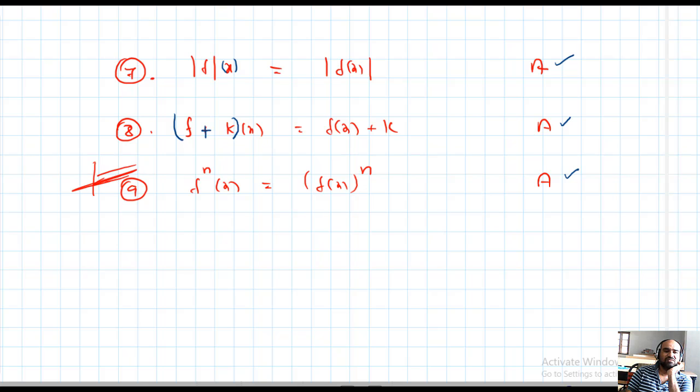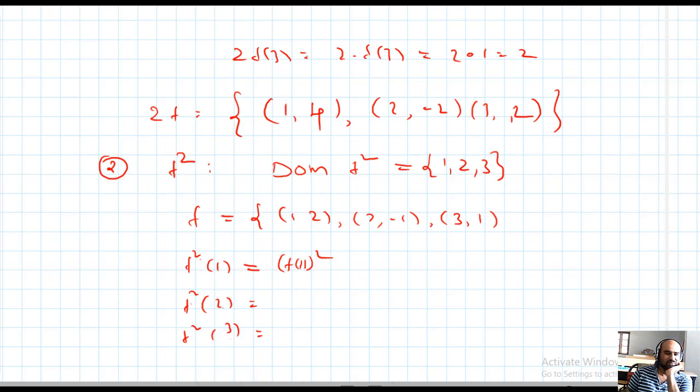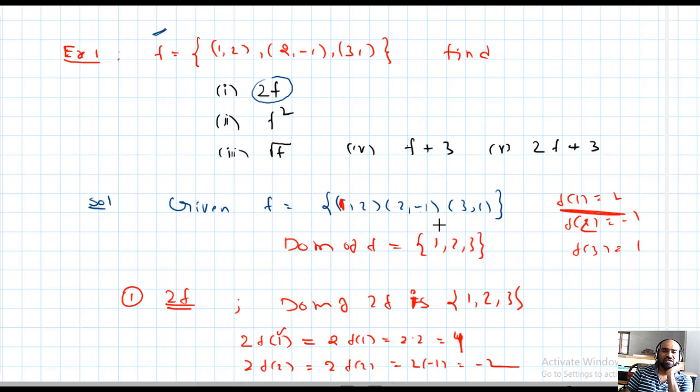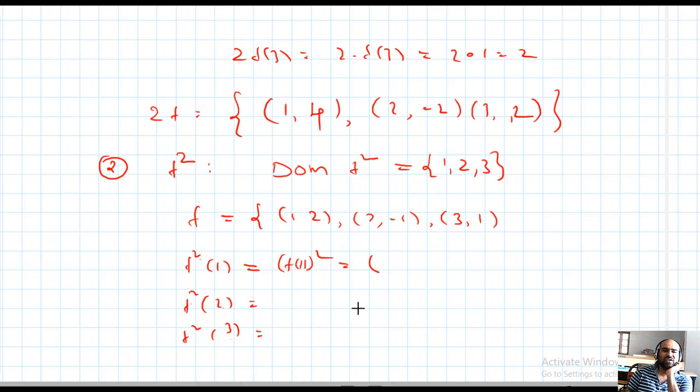This last one, f of x whole power n only. This is f of 1. F of 1 is 2 only, no? Just as I explained here, f of 1 means the image of 1. By observing this also you can say f of 1 is 2 only. 2 squared is 4. So according to the f square function, 1 is paired with 4.